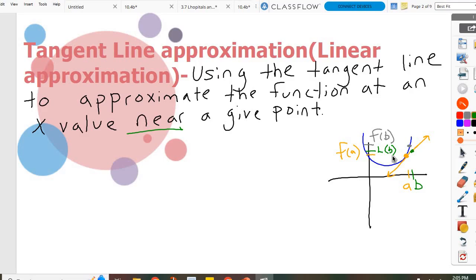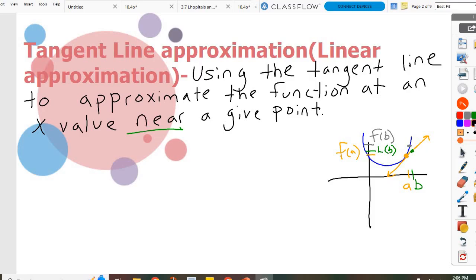So we're using that L of B as an approximation for our value. And this is helpful sometimes when our original function isn't very nice to plug into, especially with trig functions, or if we have really ugly functions, or if we just don't have a ton of information about our original function, but we do have a point and a derivative, we can still use it to approximate.